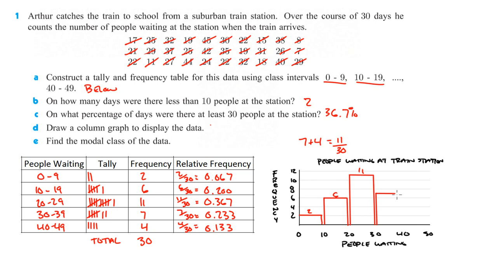Here's our 7. And then 4 for the last one, right? And there is our column graph. Okay, so below. Oops. And then find the modal class of the data. That is 20 to 29, the one that happens most often. Okay? All right, let's take a look at another one here.